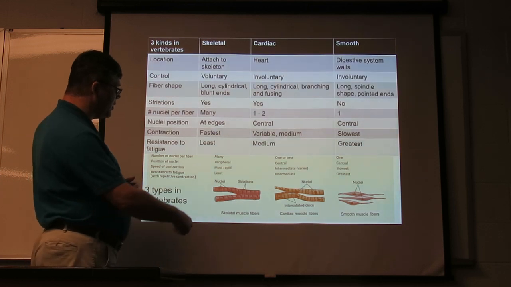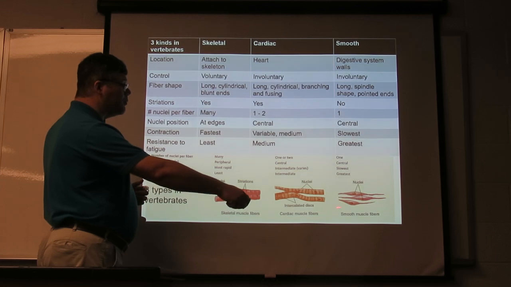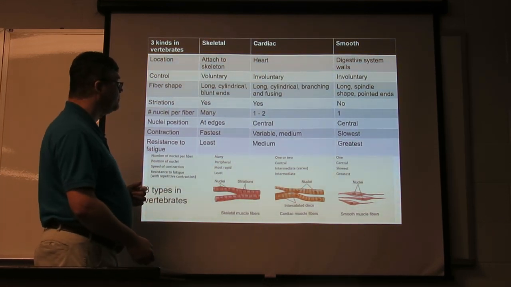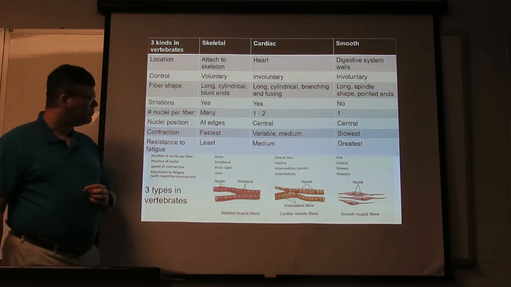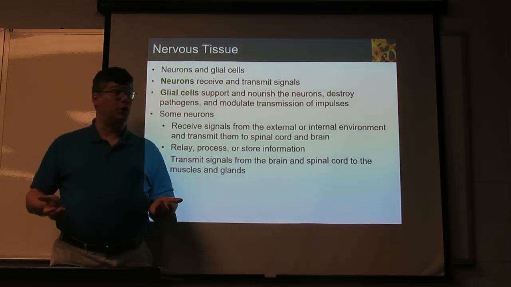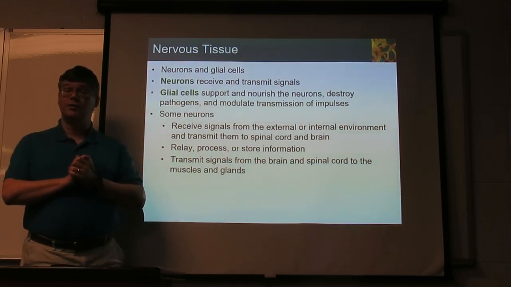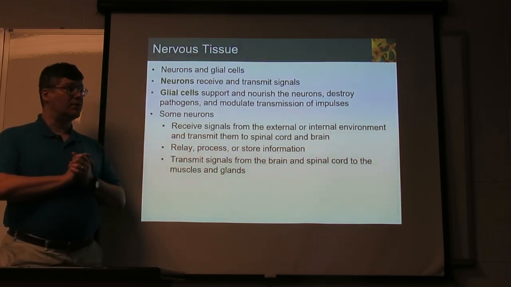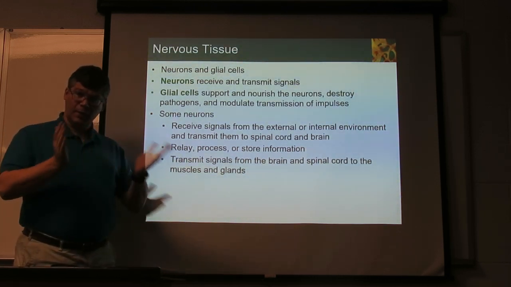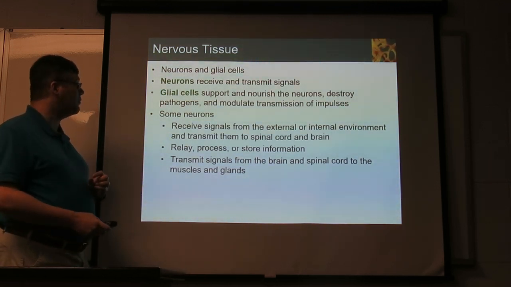So here are picture versions. Again, you can see the striping for our skeletal and cardiac, not in the smooth, the more spindle-shaped, big middle, tapered ends. And then our nervous tissue. These include the neurons themselves and associated cells known as glial cells. Glial cells are not as well studied, but they provide very important roles in terms of support and protection. They can play a role in memory, lots of things there.